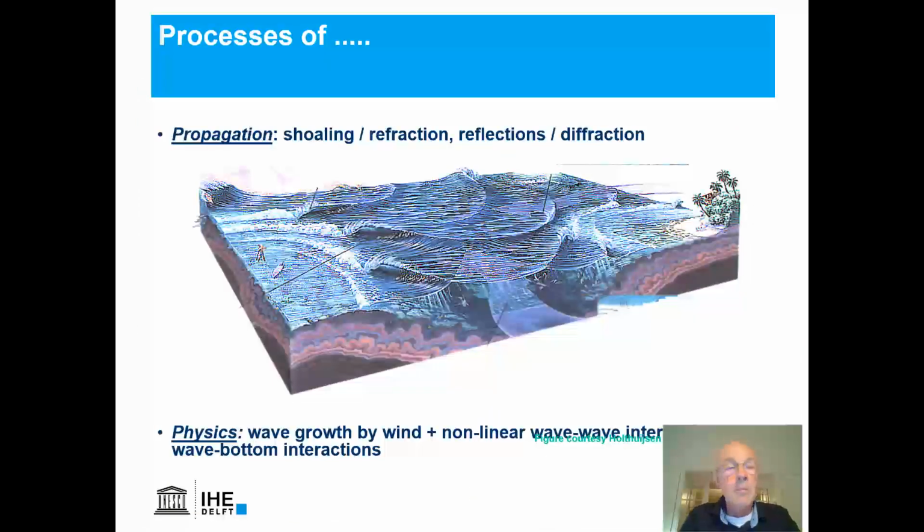So what kind of processes can play a role in the propagation and the transformation of waves? In propagation, we are talking about shoaling, the steepening of waves because of the slowing down of the wave group velocity, the refraction, that is the turning of waves on the underlying bathymetry, reflections, that are waves hitting a wall and bouncing back, and diffraction is waves curling around a structure. So those are propagation aspects, and we also have more, in SWAN speak, that is physics. It's wave growth by wind, nonlinear wave-wave interactions, and wave-bottom interactions.